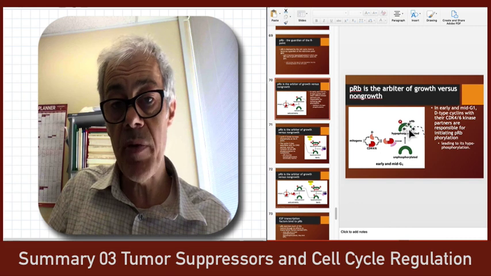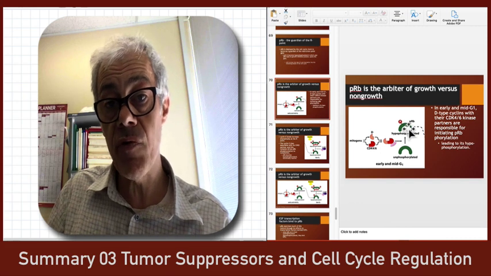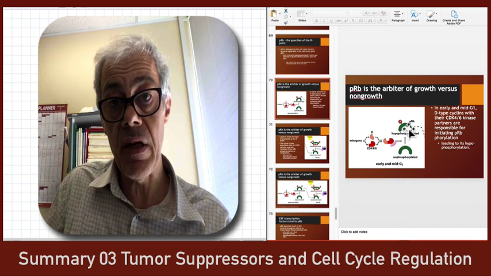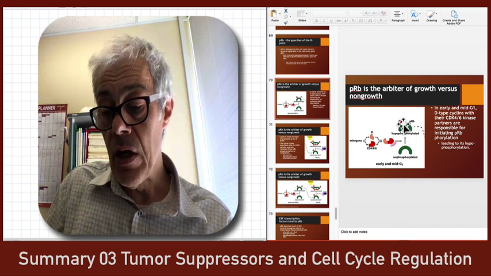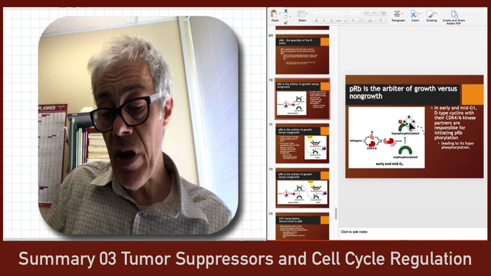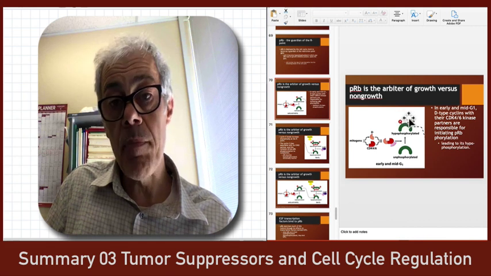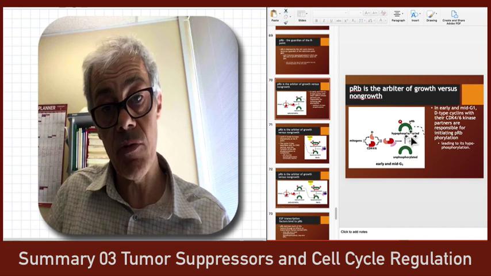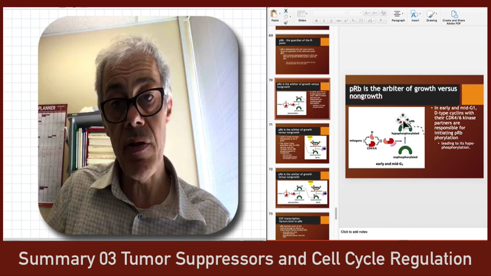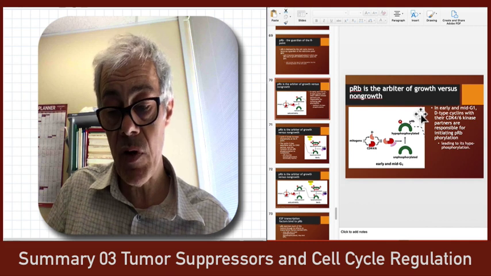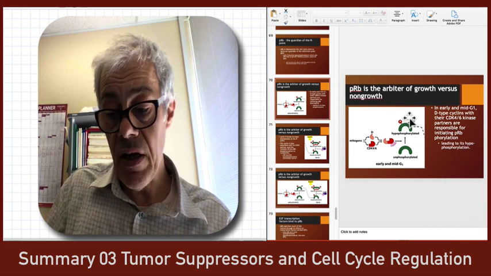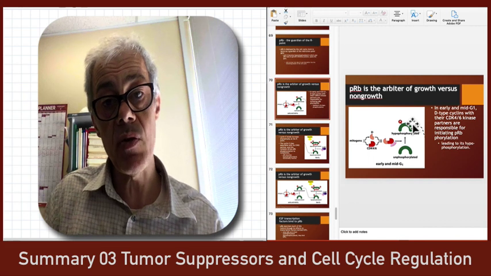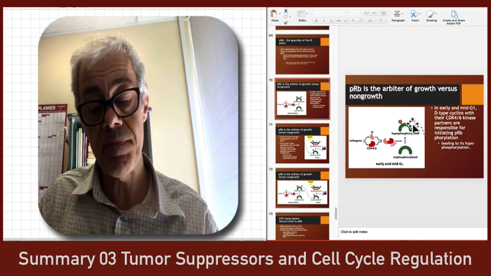Now, retinoblastoma is a phosphoprotein, so it's phosphorylated during normal cellular growth. Early on, the retinoblastoma is hypophosphorylated, meaning it doesn't contain many phosphate groups. Okay, so the serines and threonines are not highly phosphorylated. During that phase, it can bind to a transcription factor called E2F transcription factor.